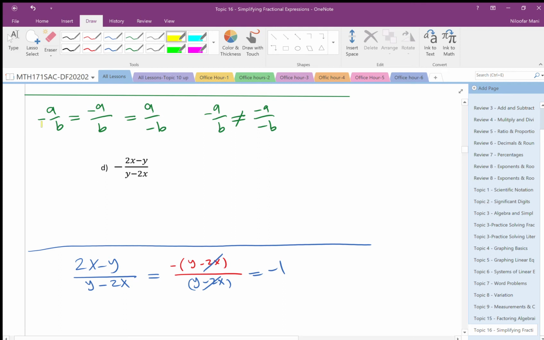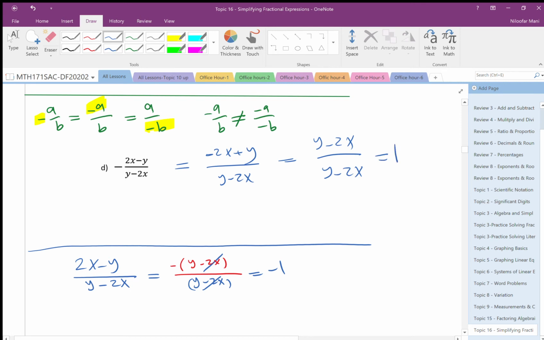If you have a minus before a fraction, it's the same to put the minus on top or on the bottom. We usually don't put the minus on the bottom, not because it's wrong, but because it doesn't look good. So when you see a minus out there, it means minus 2x plus y over y minus 2x. So it is y minus 2x over y minus 2x, which is 1.